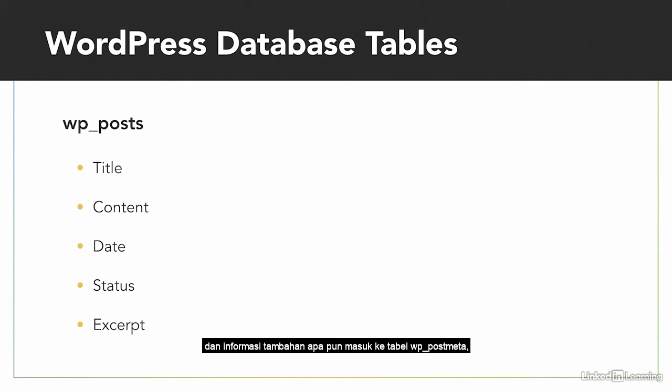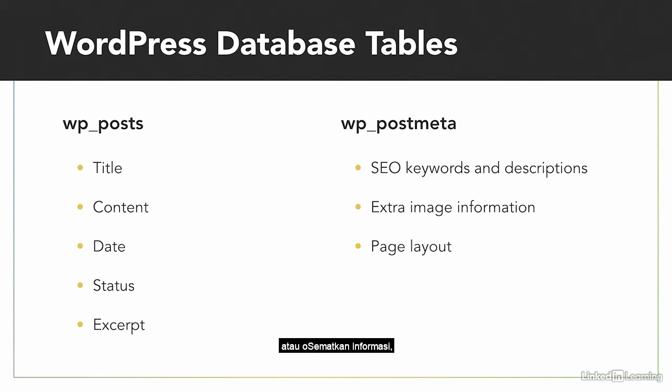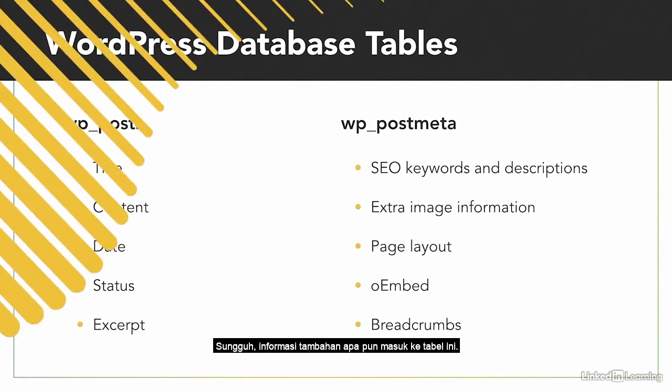And any extra information goes into the WP post meta table. So that might be SEO keywords and descriptions from a plugin, or extra image information, or the page layout from your theme, or OEmbed information, as well as breadcrumb information. Really, any extra information goes into this table.